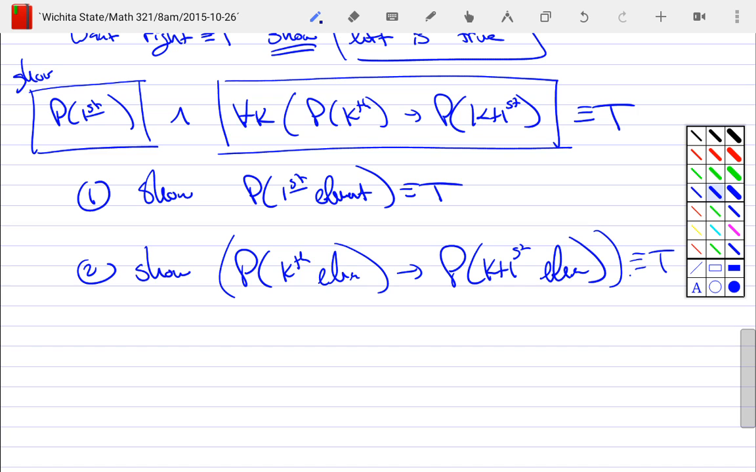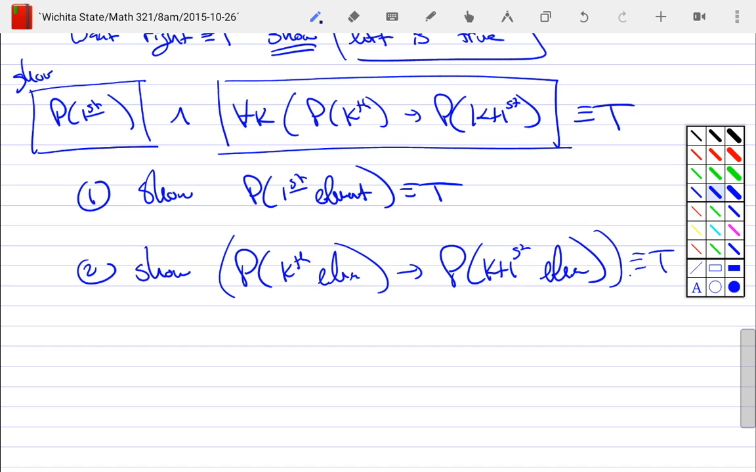Assume that you can tile a 2 to the k by 2 to the k board. Just assume that. And then show what? Because of that, I can tile a 2 to the k plus 1 by 2 to the k plus 1 board. So you would assume the left, show the right.